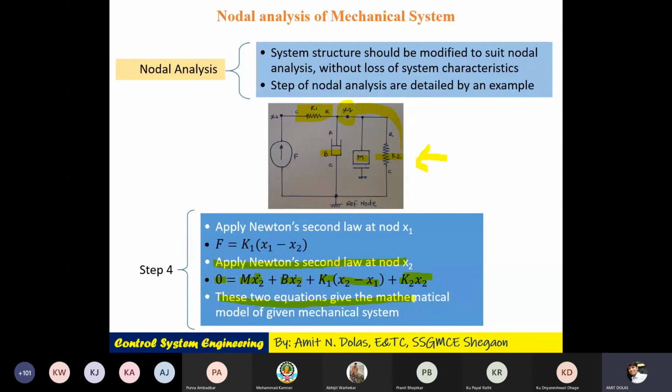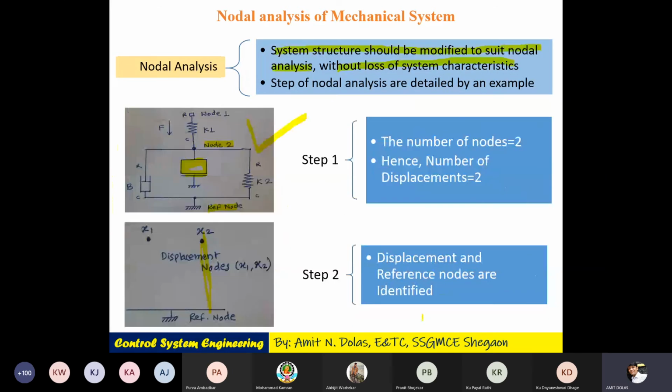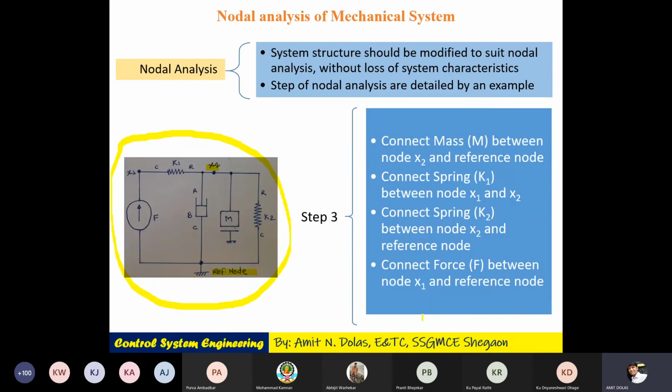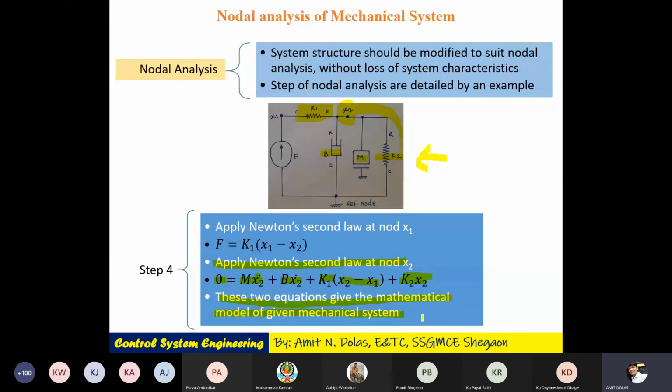These two equations give the mathematical model of the given mechanical system. So very simple, we had one mechanical system, we converted it into a suitable nodal model without loss of characteristics. Then we wrote the equation applying Newton's second law of motion. Whatever are the components, mass, damper, spring, accordingly we wrote that, and this is the final mathematical representation of the system.